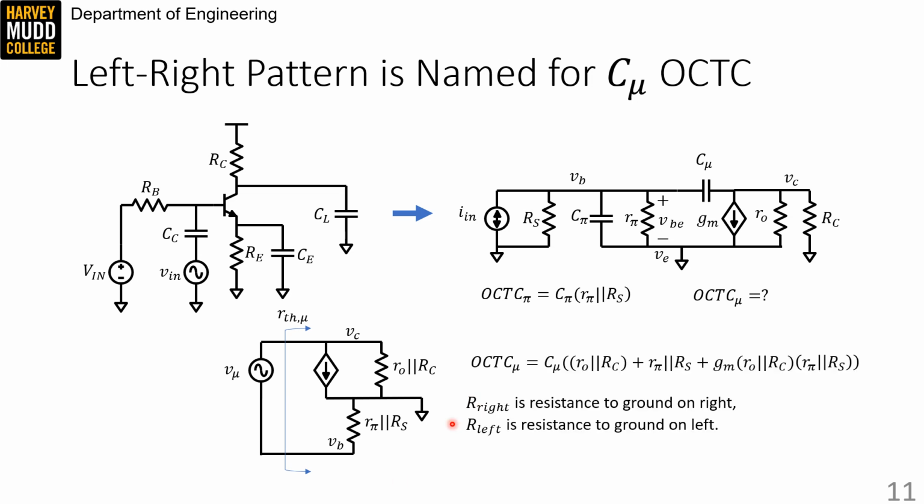Now, fortunately, redrawing C mu has revealed a pretty familiar pattern to us. It looks like C mu sees a left-right small signal pattern attached to it. So that means OCT C mu is equal to C mu times R left, RO parallel RC, plus R right, R pi parallel RS, plus GM times R left times R right.